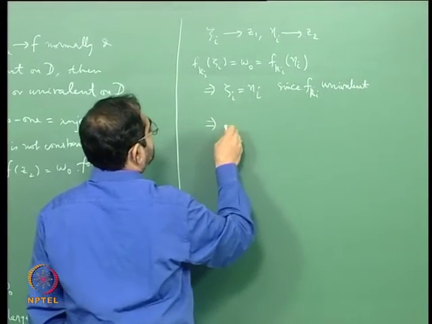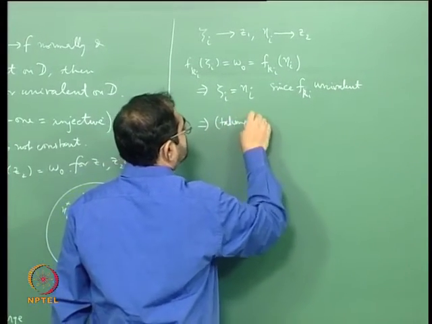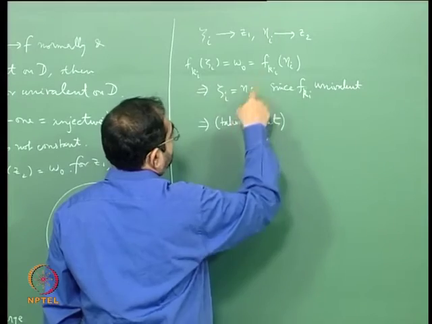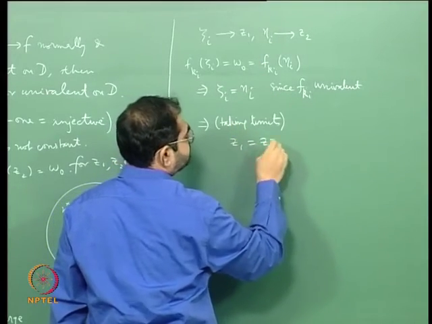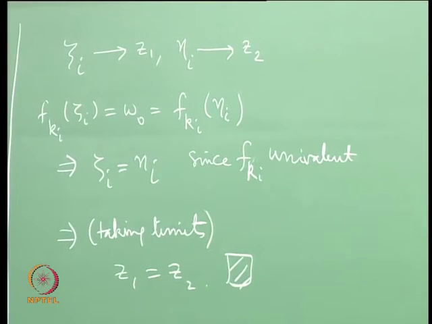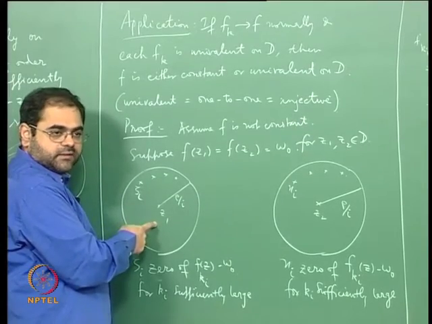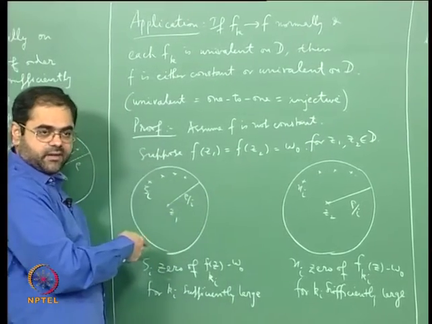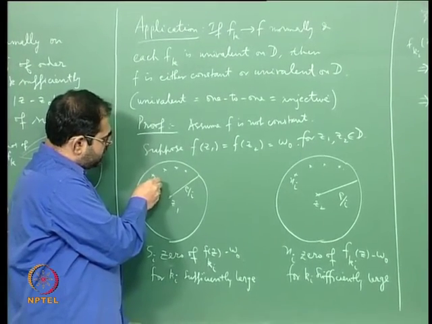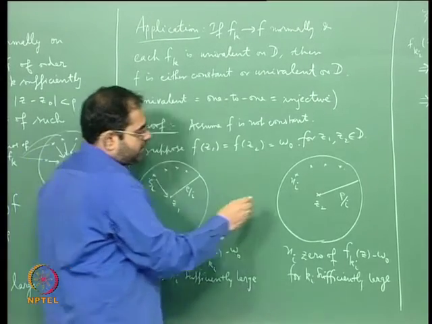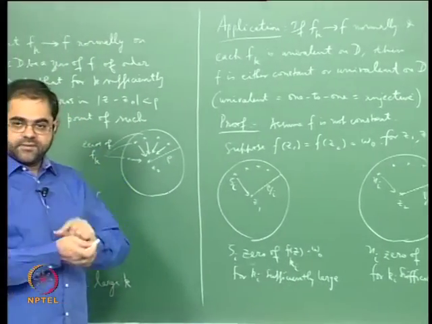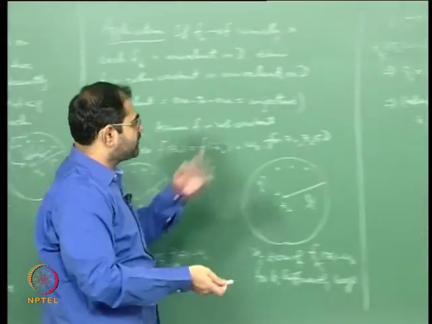And this implies, taking limits, that limit zeta i is limit eta i, but that means you will get z1 equal to z2, and that finishes the proof. So you have to be a little careful in choosing the zeta i's and the eta i's. You should choose a sequence of zeta i's which converges to z1 and a sequence of eta i's which converges to z2, as i tends to infinity. So that is the proof.